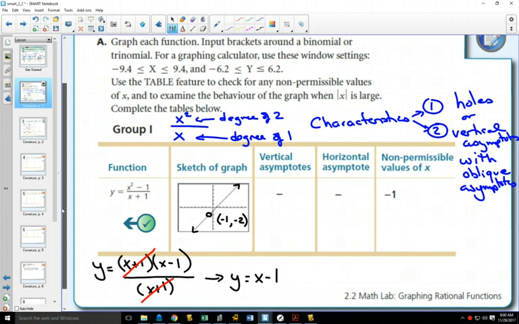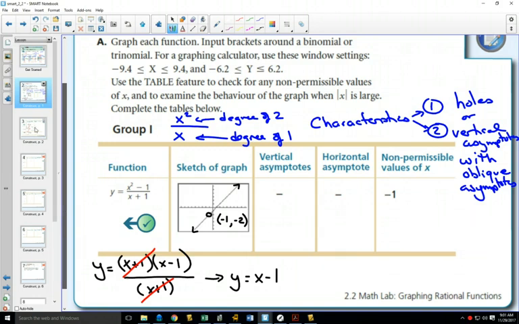How do I find the coordinates of that algebraically? Well, after you simplify, plug in your non-permissible value. -1 minus 1 would be -2. So on the line, you would have the point -1, -2. But since that value is non-permissible, that is the coordinates of your hole.